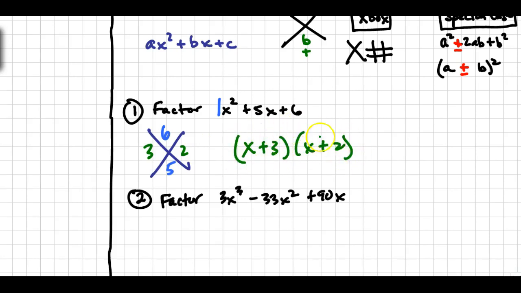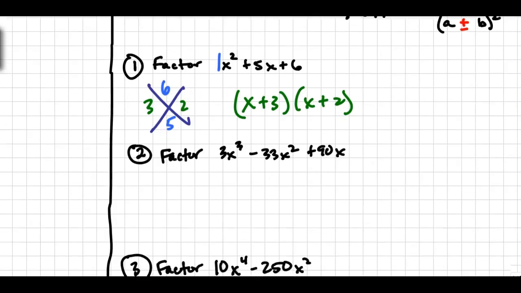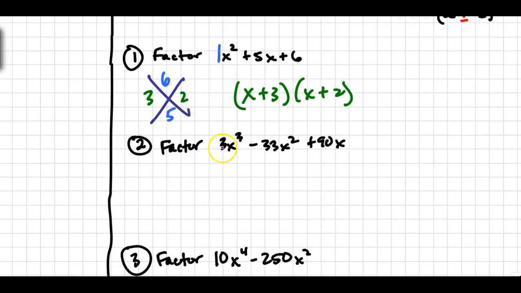Keep in mind that if you had those flip-flopped and put the x plus 2 first and x plus 3 second, that would still indicate the same answer. Number 2, there is a common number that we can pull out from all three terms, and that's the number 3.